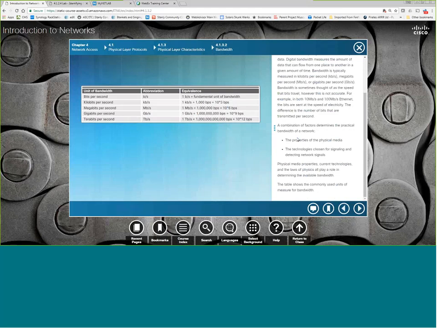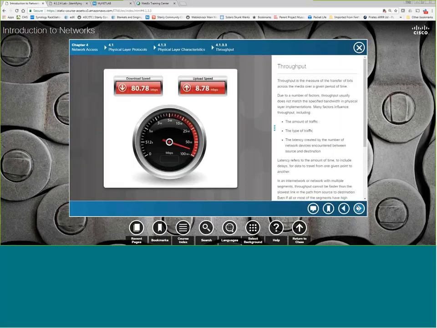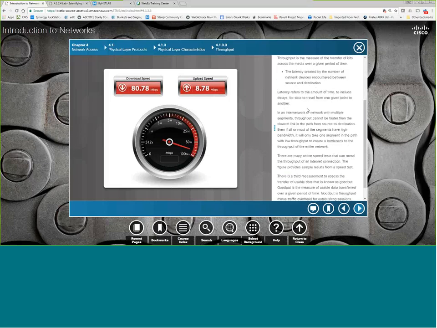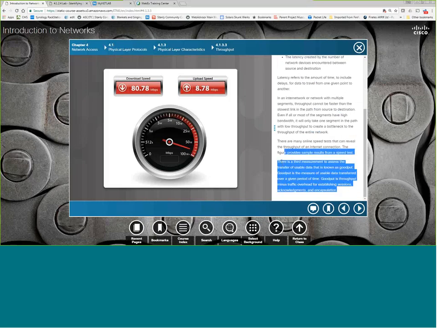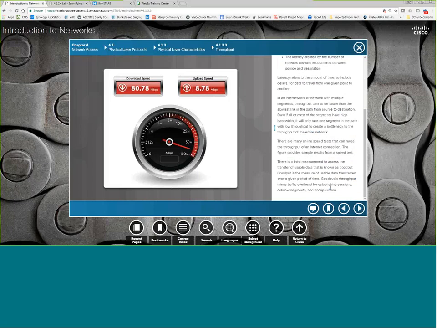What's going to determine our bandwidth? The properties of the physical media and the technology you're hooking onto each side of that physical media. And again, throughput, the amount of traffic going through your media or medium. So bandwidth and throughput do not normally match exactly. Okay, and they do actually mention goodput in here. Okay, good. Forgot they had done that. But goodput is the usable data being transferred versus control traffic.